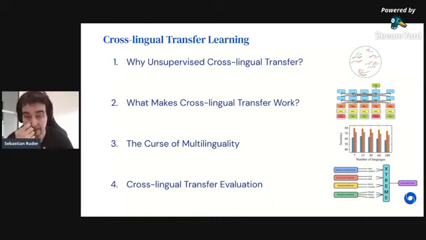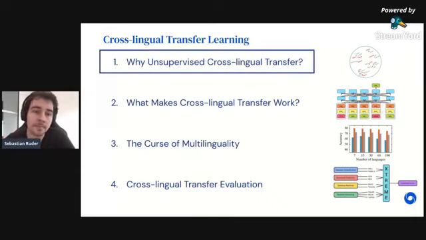In particular, in the beginning, I just want to basically revisit and look more critically at the motivation, why we actually should care about doing cross-lingual transfer in a completely unsupervised setting. Then I'm going to look at what we know so far about what makes these methods actually work in practice. I'm going to look at something that has been referred to as the curse of multilinguality. And then finally, I'm going to give you a high-level view of the strengths and the weaknesses of these current approaches on a large-scale benchmark.